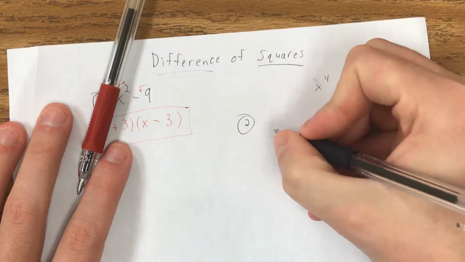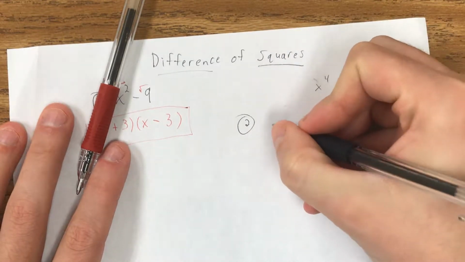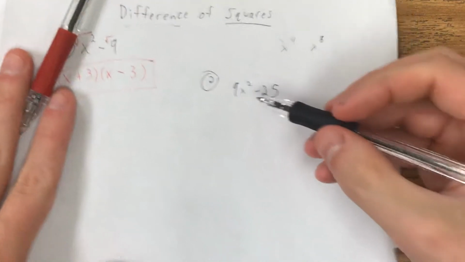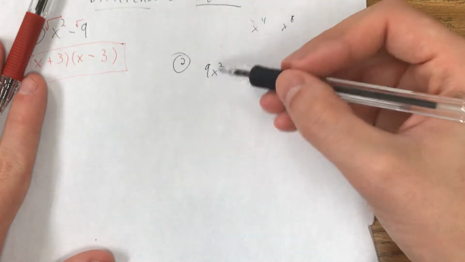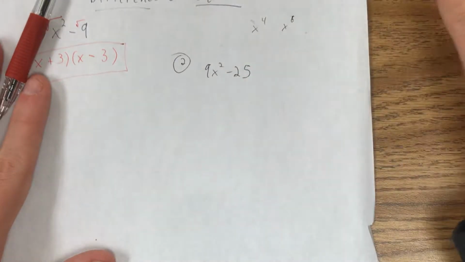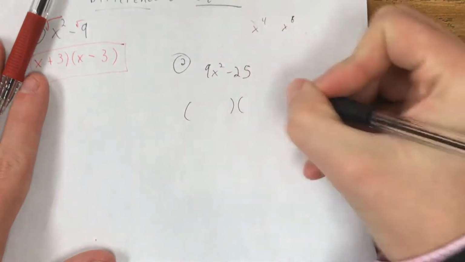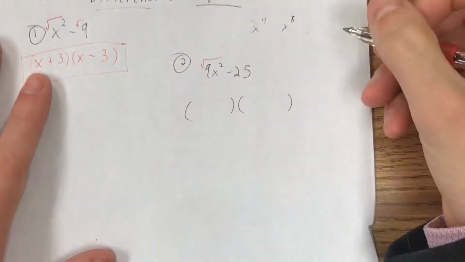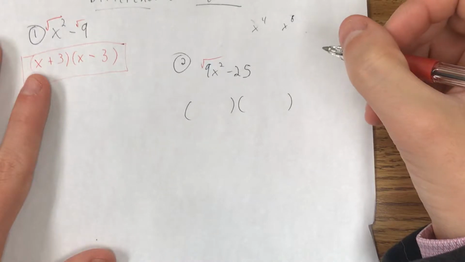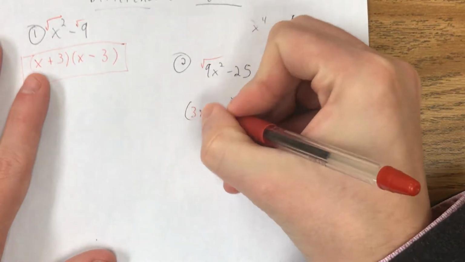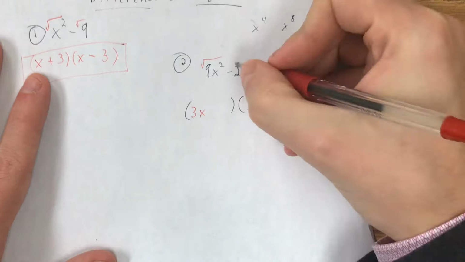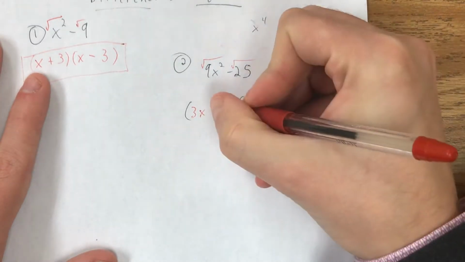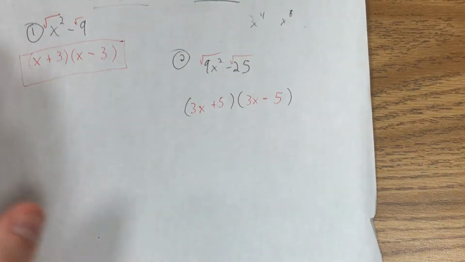For another example, if I was to give something like, let's go 9x squared minus 25. This is also a difference of squares because you can square root this and you can square root that. And once again, you can set up your answer parentheses like that. And you take the square root of this. So the square root of 9x squared would be 3x. And then the square root of 25 is 5. So plus and then minus.